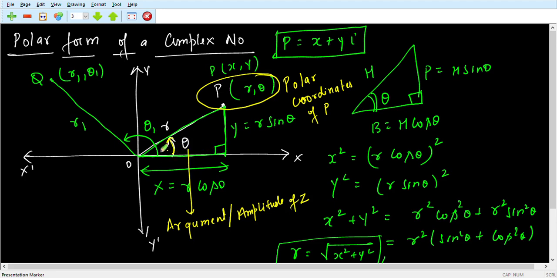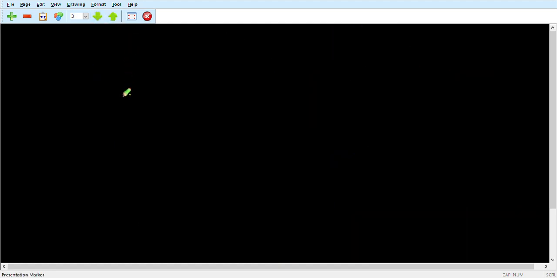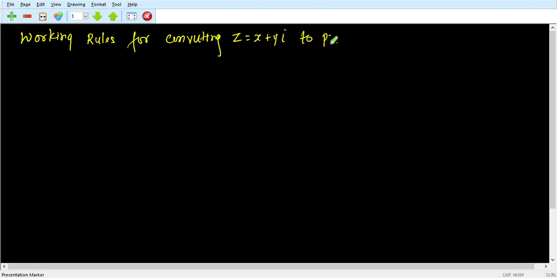So this will give me the complex number in either the first quadrant or second quadrant or third quadrant or fourth quadrant. So let's discuss the working rules for converting z is equal to x plus y iota to polar form.